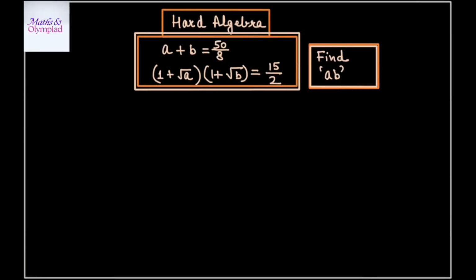In this video, I am going to take up a very hard algebra question from Maths Olympiad. We have a system of equations which says a plus b equals 50/8, and (1 plus square root of a) times (1 plus square root of b) equals 15/2. We have to find the value of a times b.